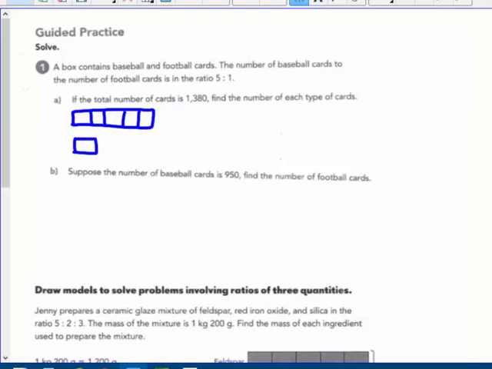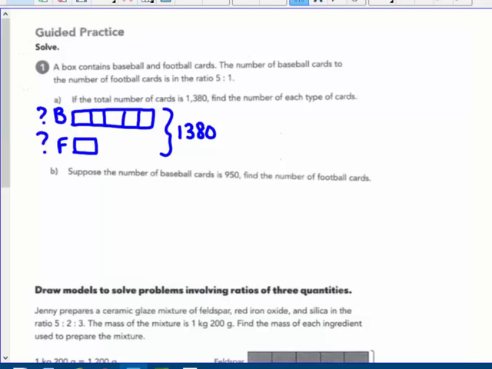If the total number of cards is 1380, and it's baseball to football, so make sure I'm labeling everything. Find the number of each kind of card. So there's my question marks.